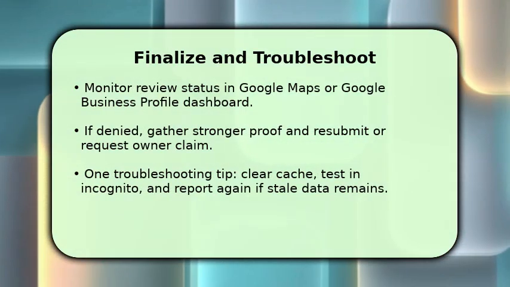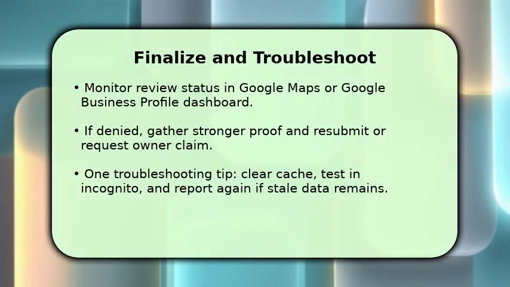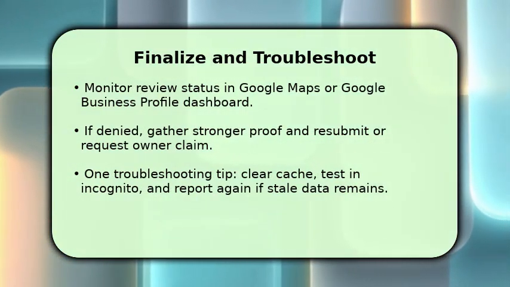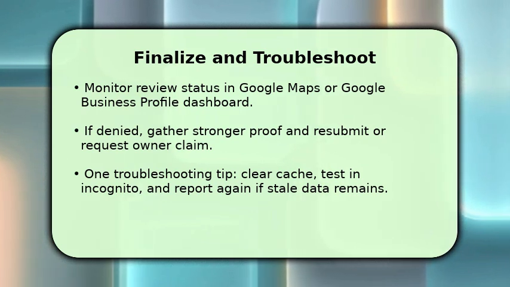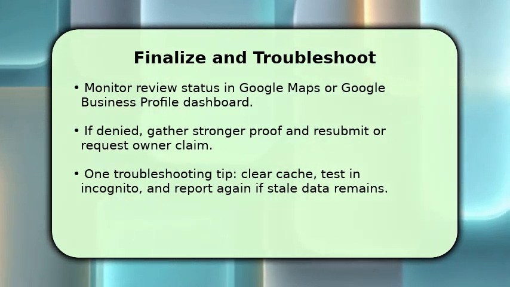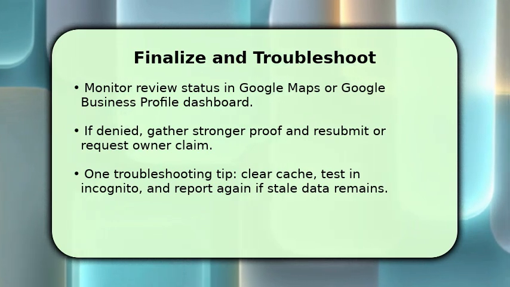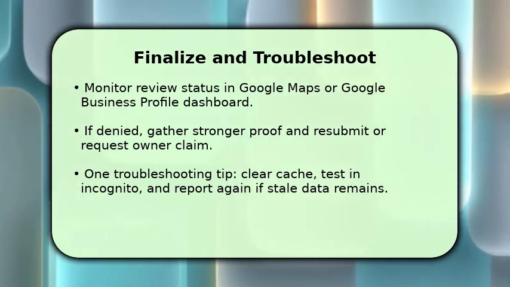Finally, monitor the review result in Google Maps or, if applicable, your Google Business Profile dashboard. If Google approves, the listing will update or disappear. If denied, don't stop. Collect stronger evidence, request the owner claim, or escalate via the feedback option.